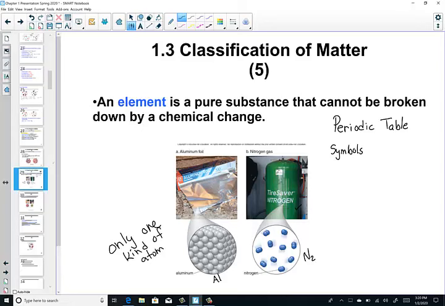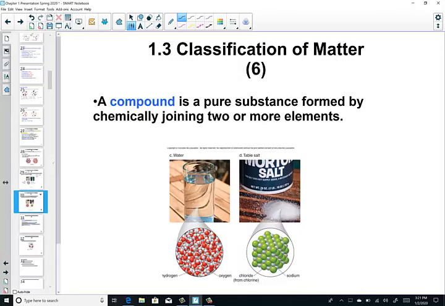If I can find matter on the periodic table, I know I can classify it as an element. An element is built of atoms. And an atom, of course, is the basic building block of matter. I cannot break an atom down any further by ordinary chemical means. Whereas compounds are also pure because they're bonded together, but they are two or more different kinds of atoms.